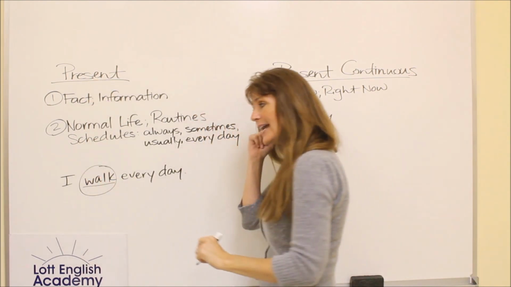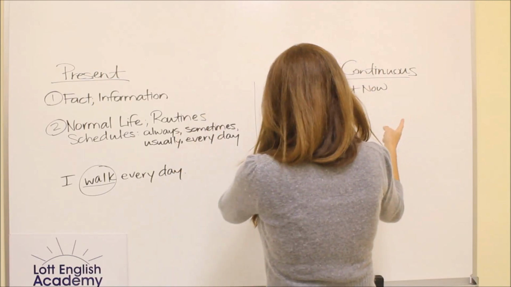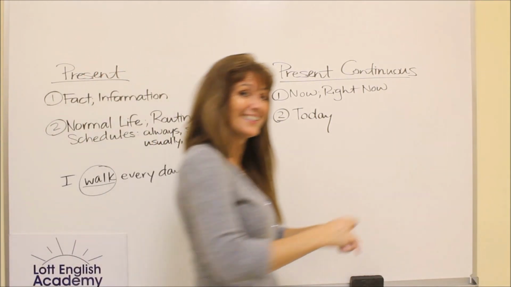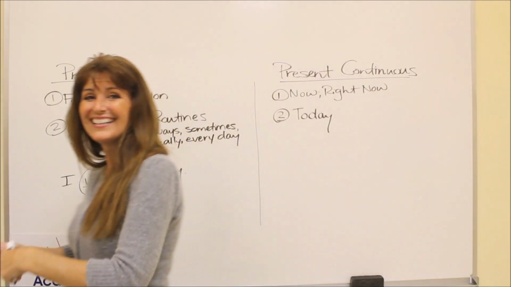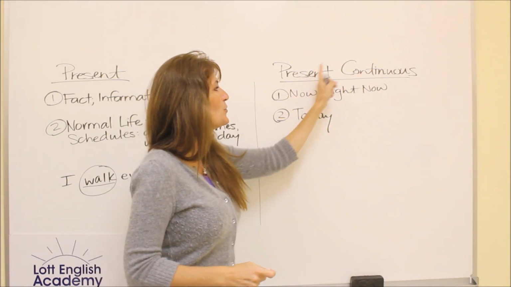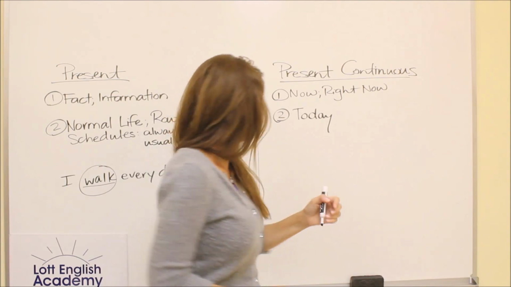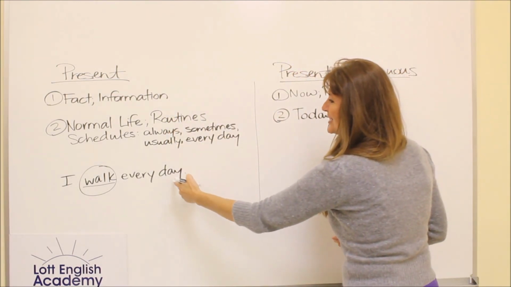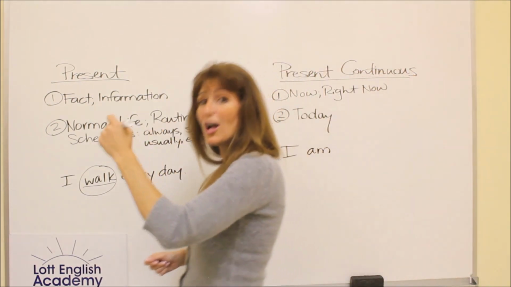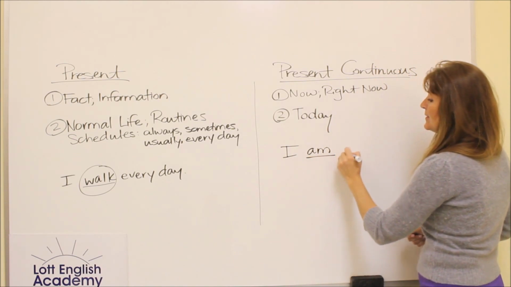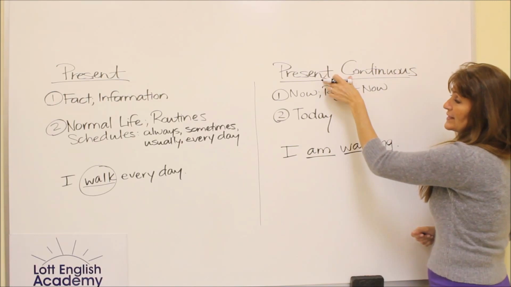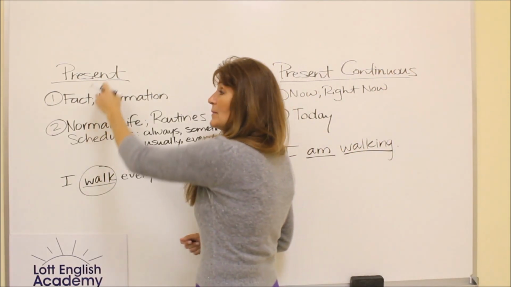I walk every day. When we go to present continuous, right now, here we go, right? I am walking. I am walking. So present continuous, 2 words and 2 verbs. So I walk every day, but right now I am walking, okay? So I am walking. We need 2 pieces in the verb for present continuous, 1 piece in the verb for present.